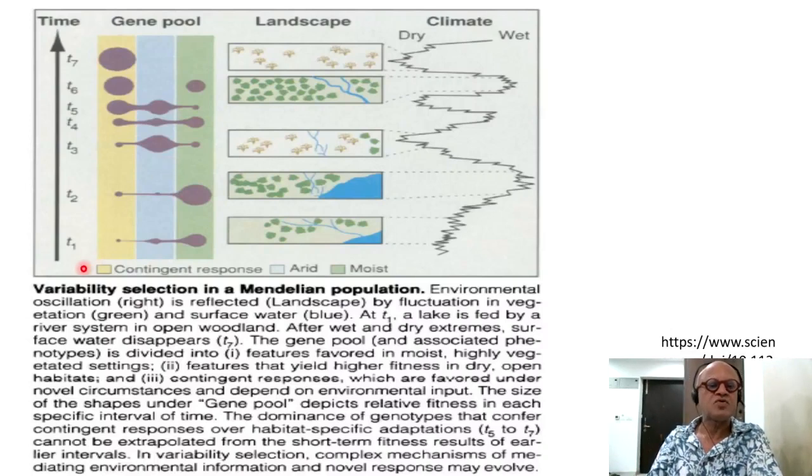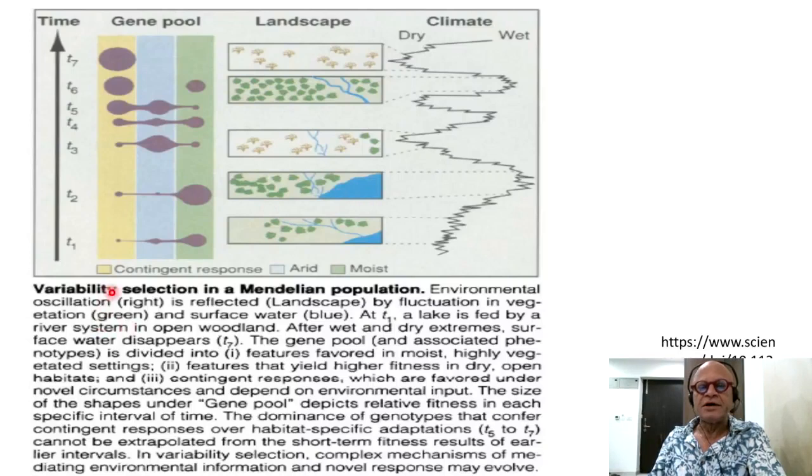So hypothetically speaking, time here is going from T1 to T7, and these responses are split into contingent response, arid climates, and moist climates. And the question is, when you look at the evolution of climate in terms of variability and dryness and wetness, the argument here is that variability selection in the Mendelian population, environmental oscillation here is reflected in landscape by fluctuation in vegetation, which we will look at in chapter 6 in green, and surface water in blue.